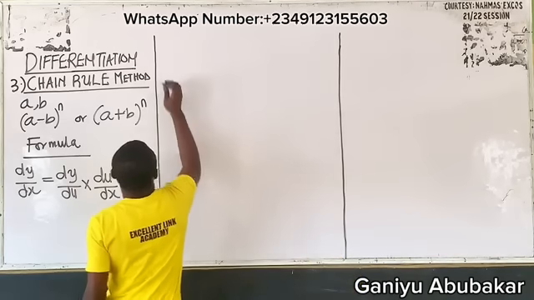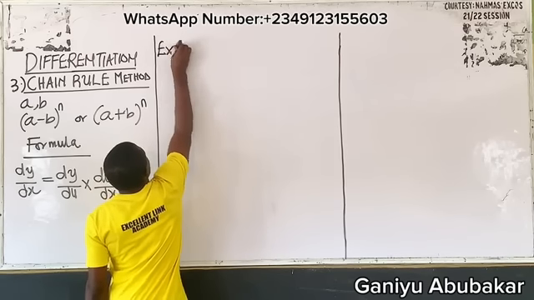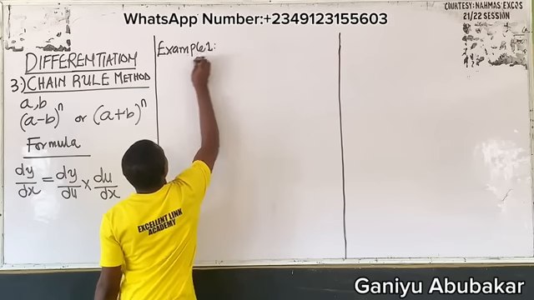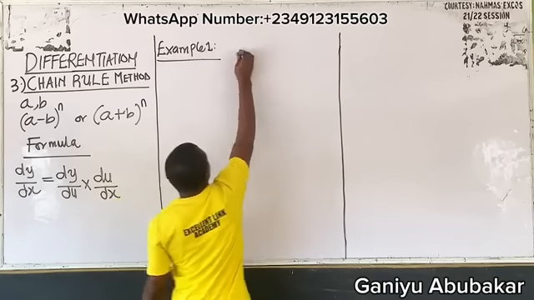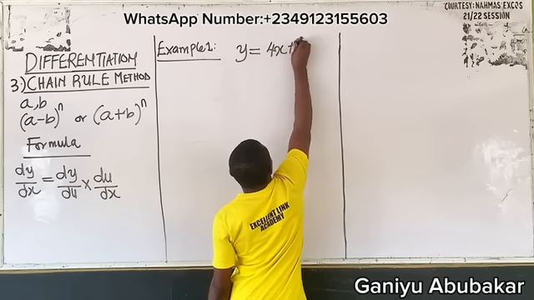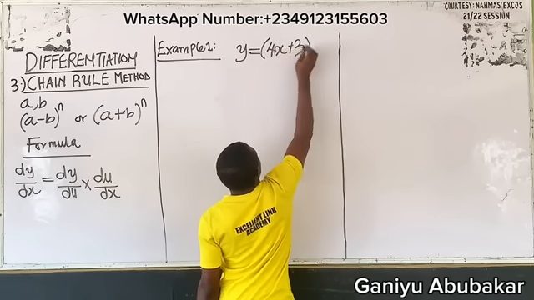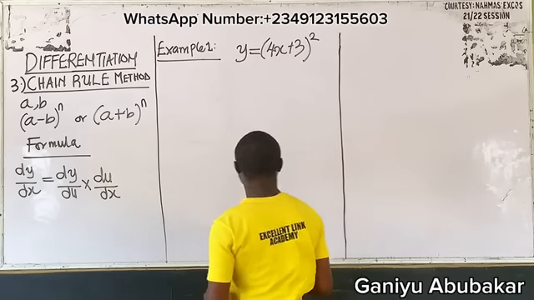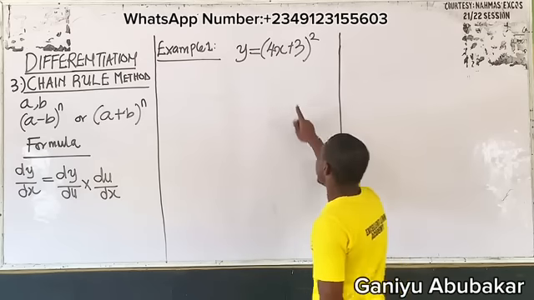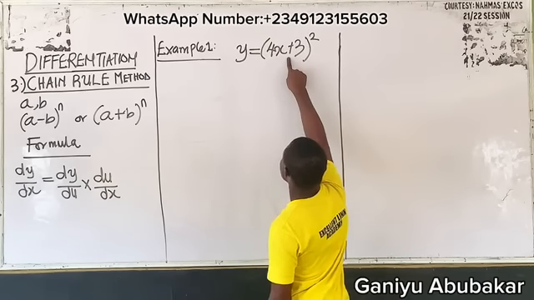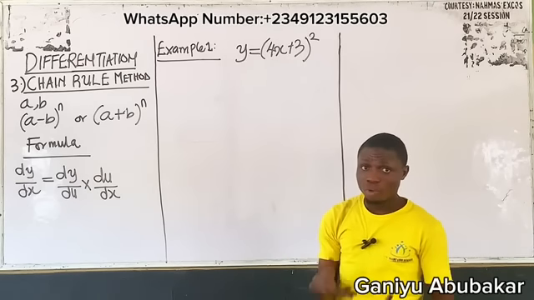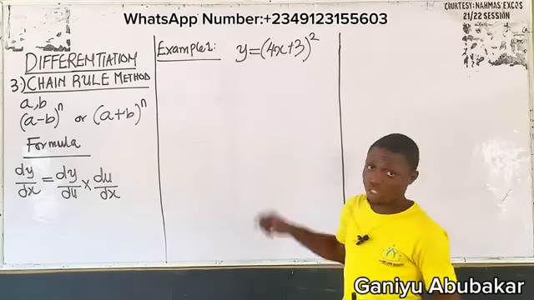Example 1. Let's say I'm given that y is equal to (4x plus 3) all to power 2. No one should have to tell you this is a chain rule concept. Why? I have two things adding and they are being raised to a power. This is a chain rule. You should identify it now. This is how to identify a chain rule question.